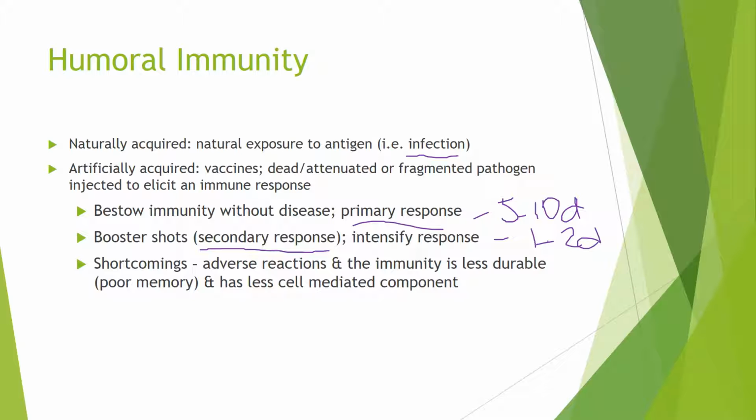Some shortcomings that occur with artificially acquired immunity include adverse reactions. Sometimes if you have the flu shot, you might get sick anyways, and the immunity has a poor memory, or there is less of the cell-mediated part of your immune system, which needs to take time in order to attack that artificially acquired pathogen.